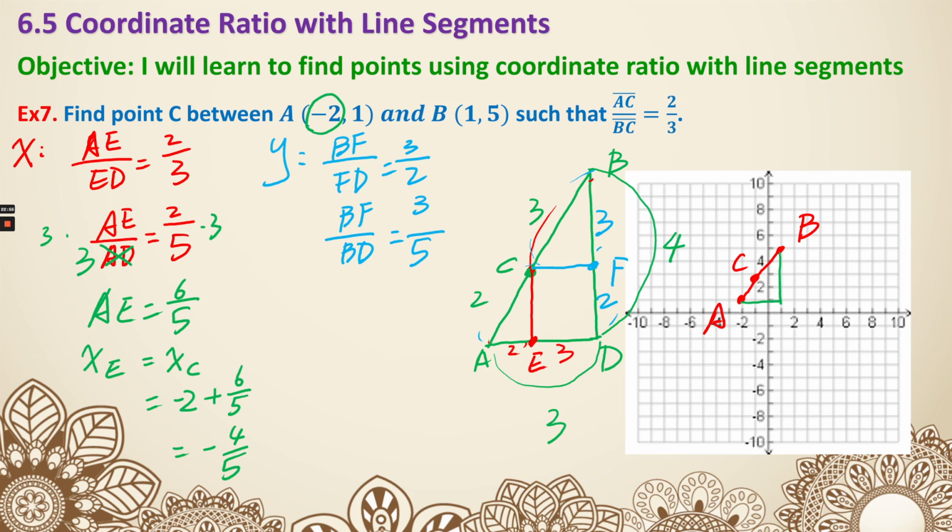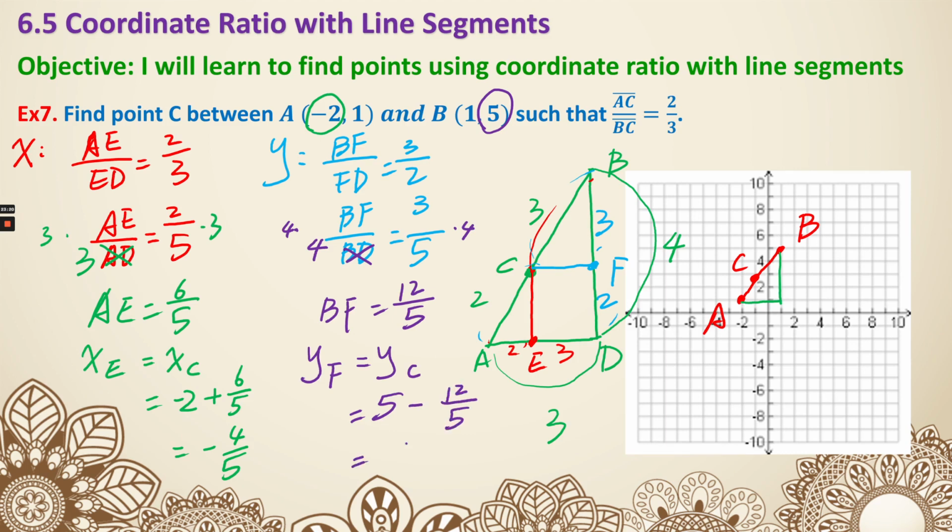Now I already know the length of BD, which is 4. So I'm going to multiply both sides by the 4 to solve the equation. BF is 12 over 5. But that means F is 12 over 5 below B. So I have to use the y coordinate for B to find the y coordinate for F, which is the same as the y coordinate for C. That is going to be 5 minus 12 over 5, which simplifies to be 13 over 5. So the coordinate for C would be negative 4/5, comma 13 over 5.